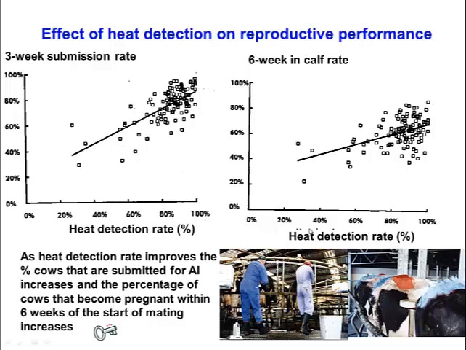Now if we look at the heat detection rate and the 6-week in calf rate, which is the percentage of cows that get pregnant in the first 6 weeks of the breeding season, you can see as you detect more heat, more cows in heat, your 6-week in calf rate starts to go up. So if you want to optimize your reproductive performance in your herd, you need to have good heat detection rates. And that's kind of stating the obvious, really, because if cows are not detected in heat, then they're not going to be inseminated and they're not going to get a chance to get pregnant.